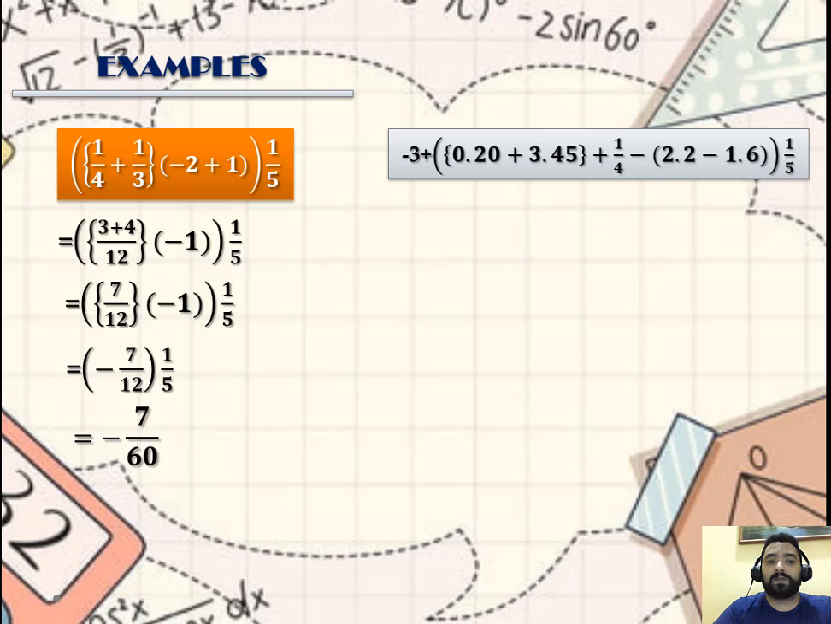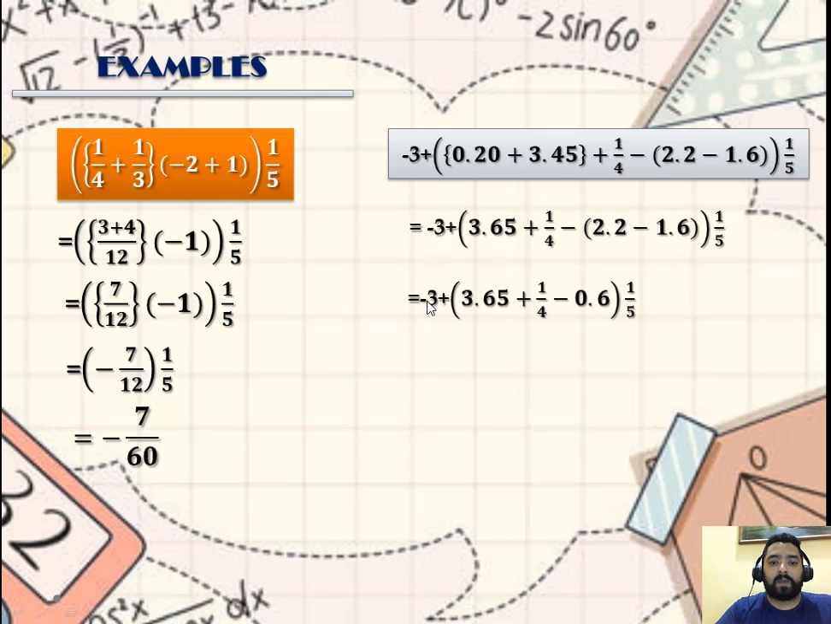As you can see, we have negative 3 plus, and inside the parentheses we have 0.20 plus 3.45 plus 1 over 4 minus, and inside this one we have this operation, 2.2 minus 1.6, and then we copy plus 1 over 5. First, we are going to add these two, the curly braces, and we are going to take them out when we have the answer, and we get 3.65 plus 1 over 4 minus, and we copy this one, or you can solve it in this step, but we are going to solve it in the next step.